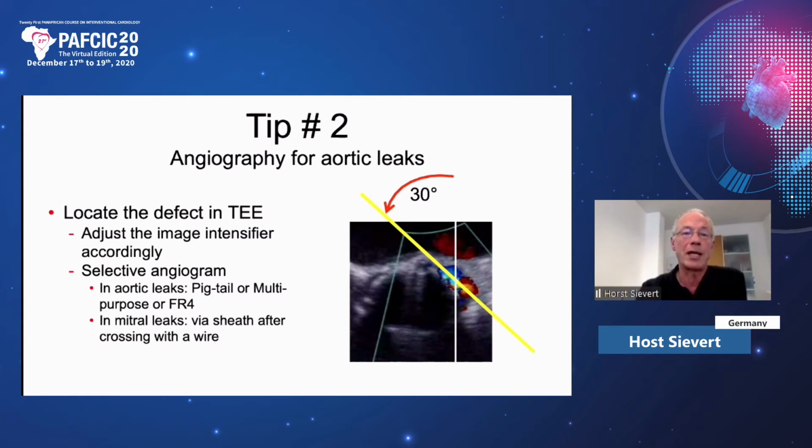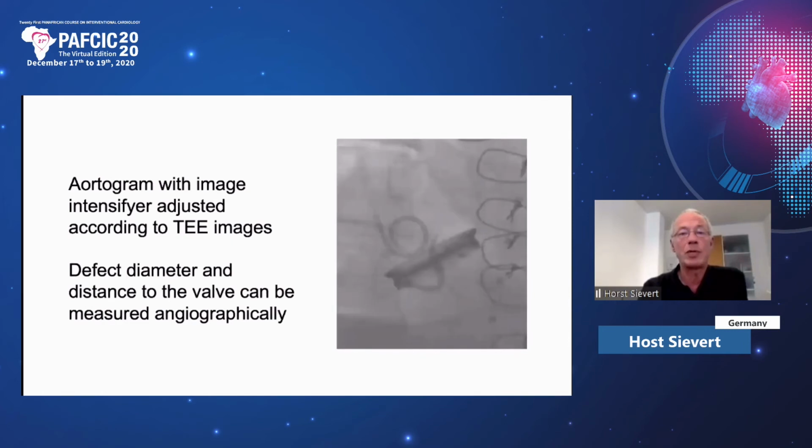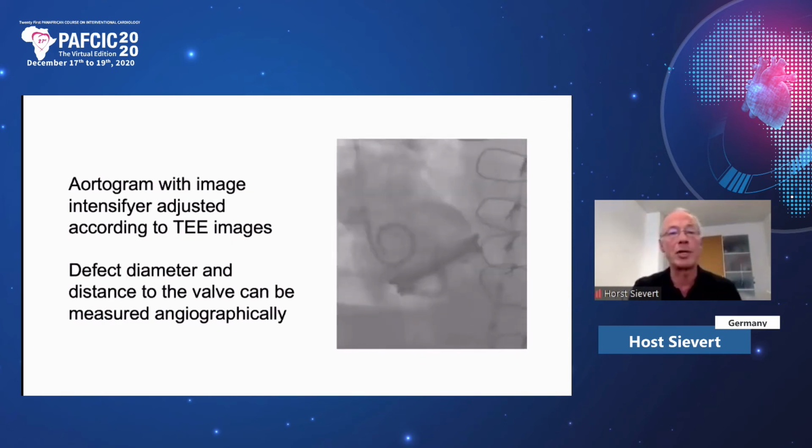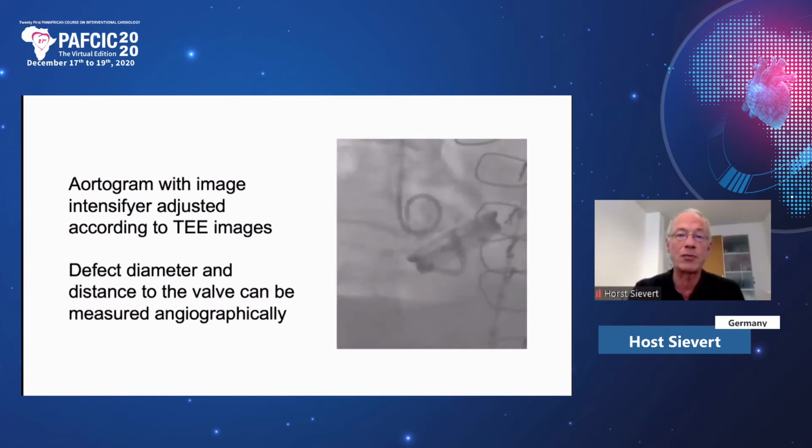In aortic leaks, we use a pigtail or multipurpose or FR4 or the sheath. And in mitral leaks, we do the angiogram via sheath after crossing with a wire. In this case, as I mentioned earlier, we would go to a 30 degree LAO projection. So we do the angiogram with the image intensifier adjusted according to the TEE images, and the defect diameter and the distance to the valve can be measured angiographically in most cases very well.